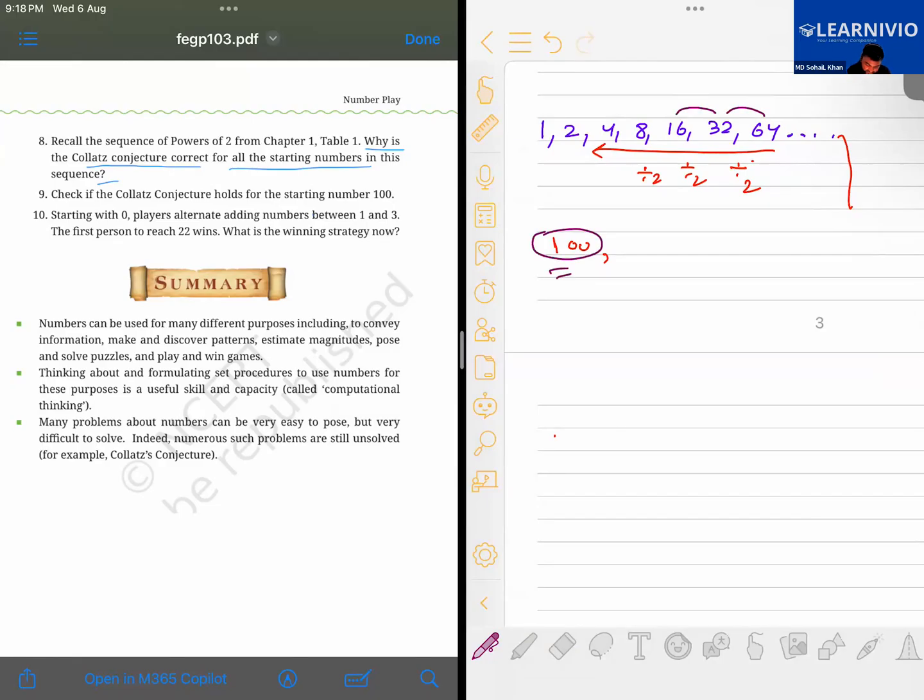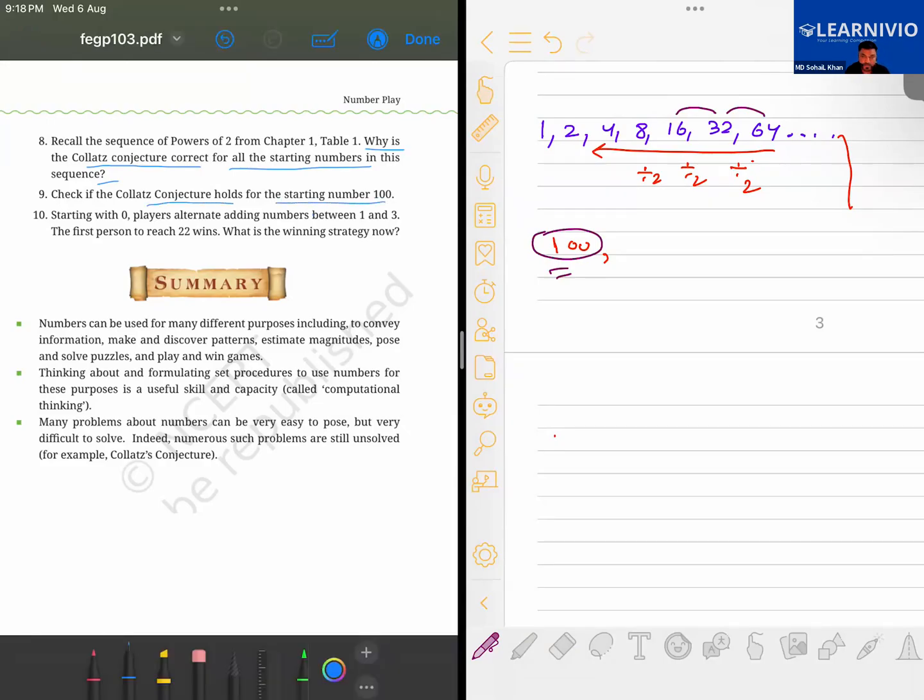So it's saying over here, check if the Collatz conjecture holds for the starting number 100 or not. So let's say we begin with 100. After 100, what number will we have? 50. Then 25. After 25, 75 plus 1, that will be 76. 25 is an odd number, so you multiply it by 3. 25 into 3 plus 1.